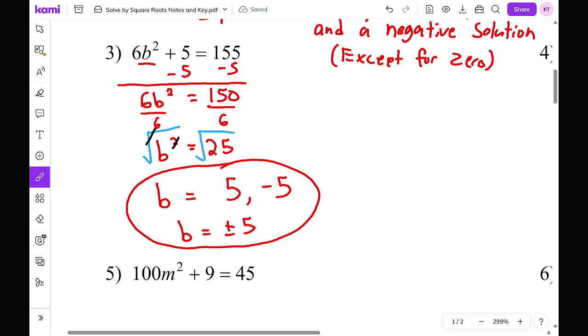All right, so these two examples were ones where we get a whole number and a perfect square, and it's all really nice. Next, we're going to look at 5 and 6, where that might not necessarily be the case.